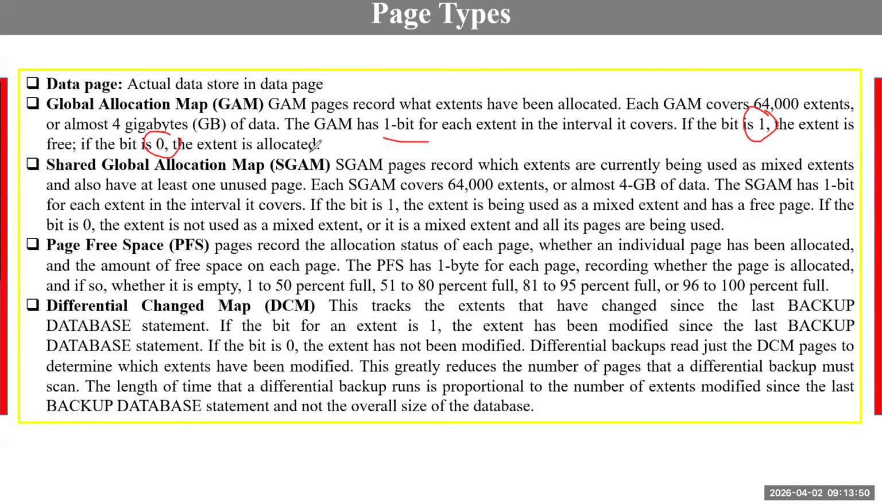So if someone is asking, what is a GAM? GAM is the Global Allocation Map, where extent allocation is tracked. By default, every GAM page covers 4 GB, which holds information for 64,000 extents. That's it, sir. Apart from that, you don't need to remember anything else.